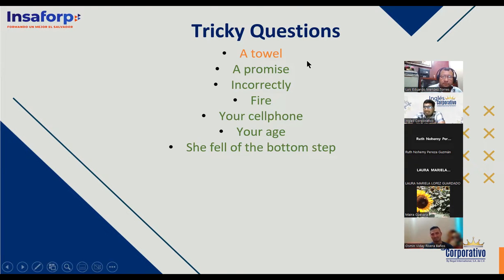So yeah, 35 creo que es la norma. So yeah, she fell off the bottom step. So yeah, pretty easy. Sí, esa estaba bastante sencilla, digamos, en cierta medida. All right, next one up.